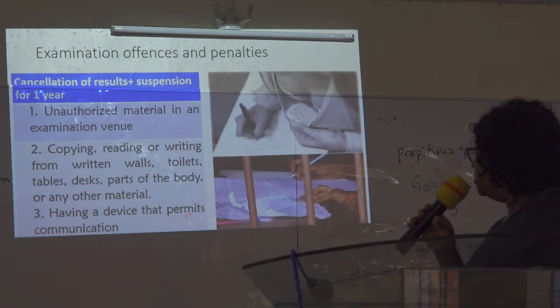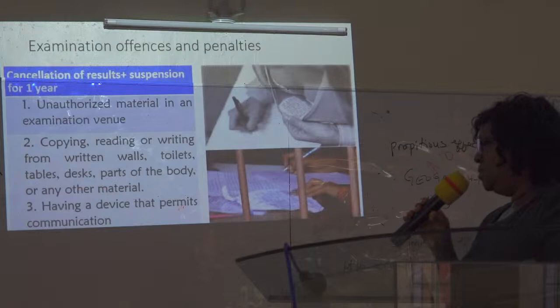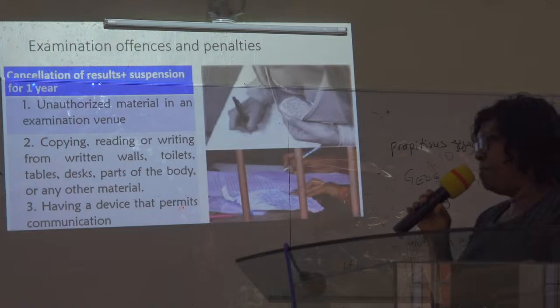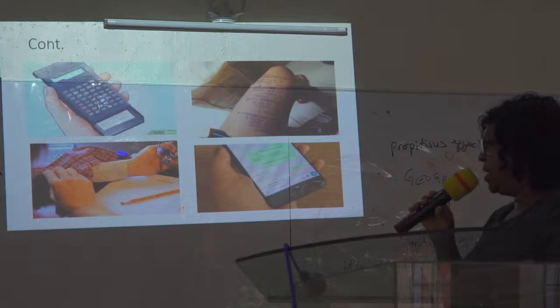When you copy, you read, you write on the walls, on your desks. That is an irregularity. When you have a device that permits communication, when you are in the examination room, that is an exam irregularity. For such offenders, we shall cancel your results and we shall send you home for 1 year.